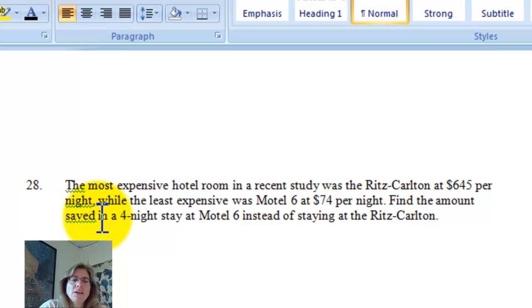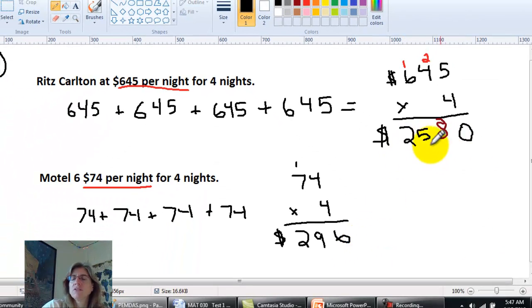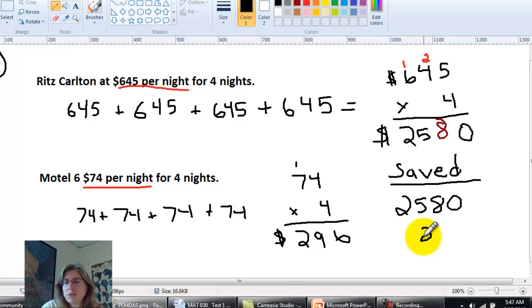find the amount saved. So the amount saved is the amount you didn't pay staying at this hotel. There's a big amount of money that you didn't pay Motel 6, so you saved that money. So how you figure out what you saved is a subtraction. So this is really a 2-step problem. You have to multiply to get each of these values for 4 nights, and then you subtract those totals. So 296 to get what you saved by not staying at the Ritz-Carlton.